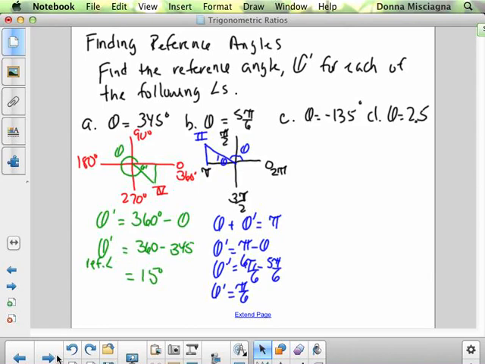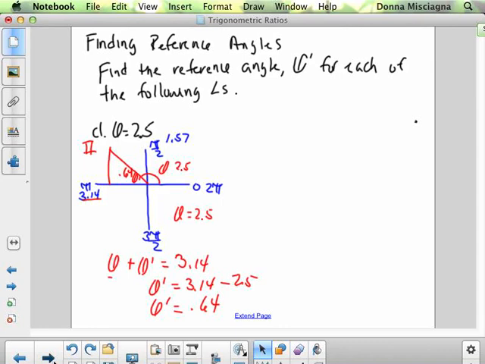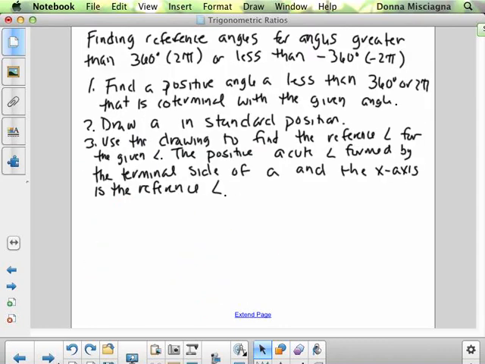Oh, whoops. Well, it looks like I made two of these. That's okay. We'll get rid of this one later. And let's just keep on going.